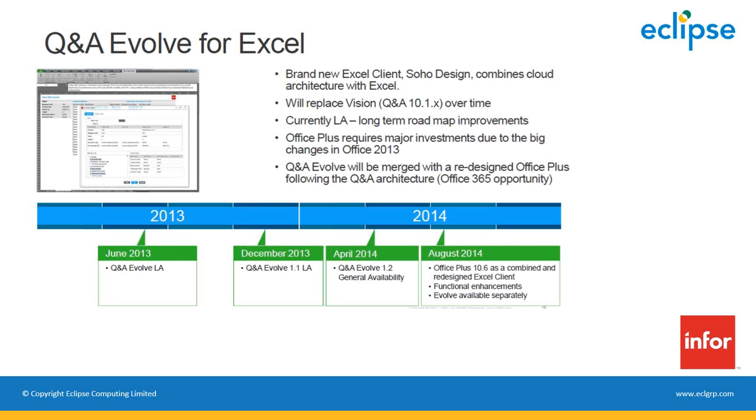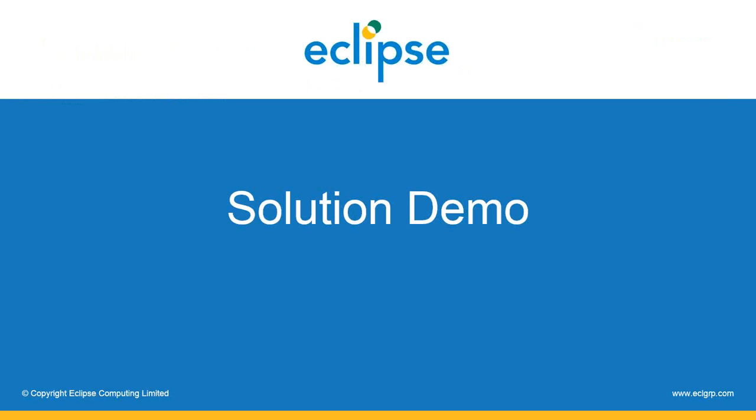And as we said, Q&A Evolve will eventually be merged with a redesigned Office Plus, which is the Excel add-in for the performance management suite. So those two products will merge, and they will effectively become one product. And this is the way the product is going over time.